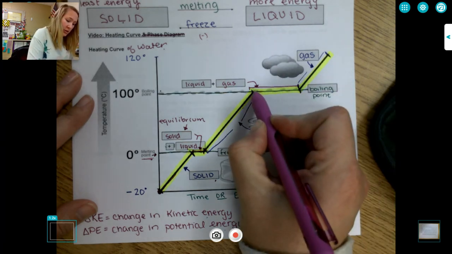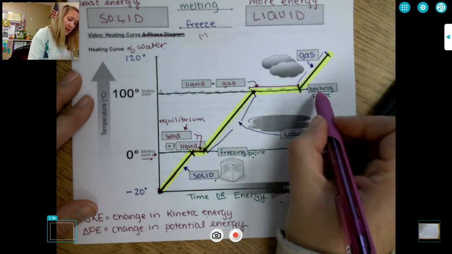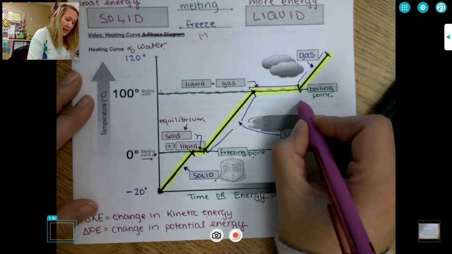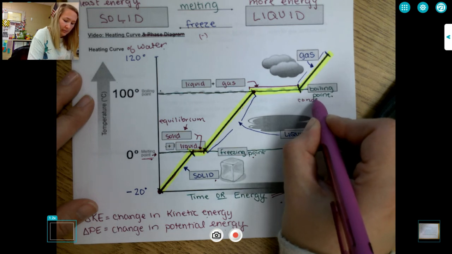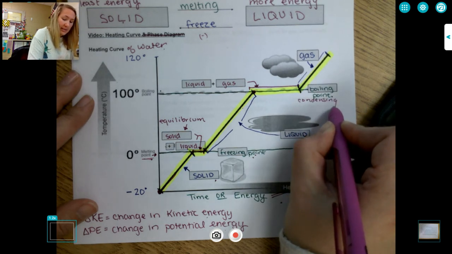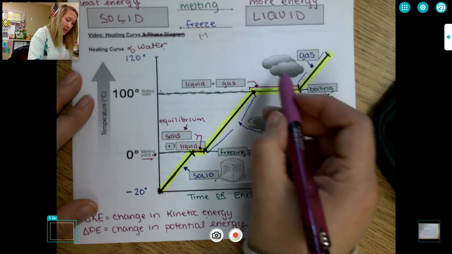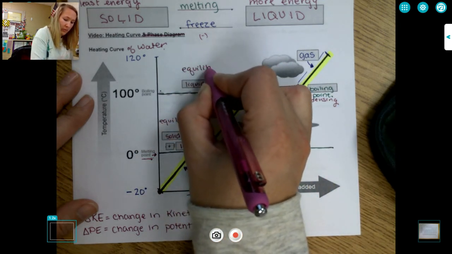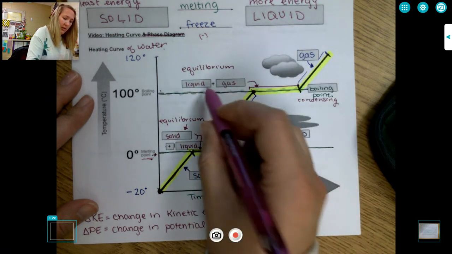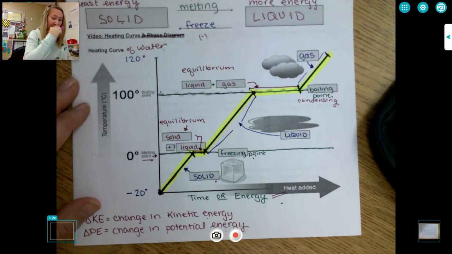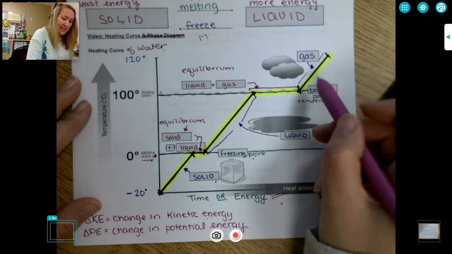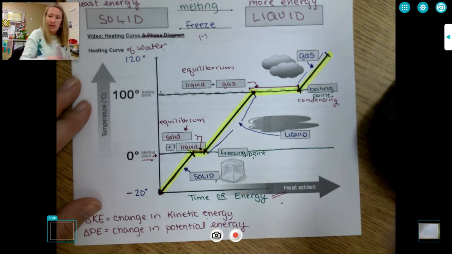Then at 100 degrees Celsius, I again start to have a phase change. So I start to boil, and boiling and condensing happen at the same temperature. Okay. So this is again an equilibrium of liquid and gas. Both of them are happening at the same time. From there, once everything becomes a gas, then my gas is just getting heated.